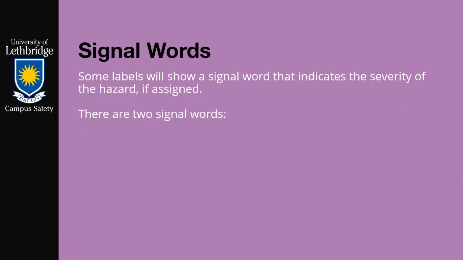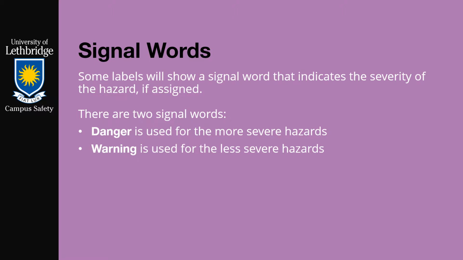Some labels will show a signal word that indicates the severity of the hazard, if assigned. There are 2 signal words: danger and warning. Danger is used for more severe hazards, while warning is used for less severe hazards.